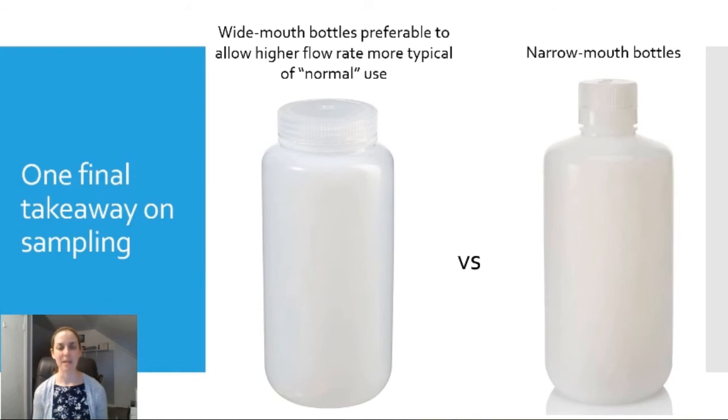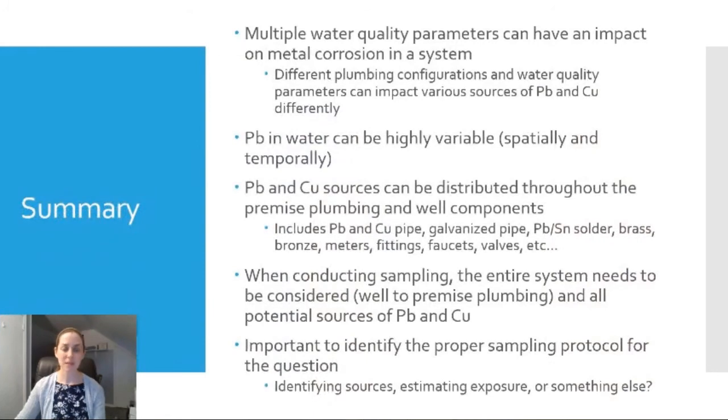You can collect water under normal use conditions. So in summary, multiple water quality parameters can have an impact on metal corrosion in a system, and different plumbing configurations and water quality parameters can impact various sources of lead and copper differently. Lead in water can be highly variable, both spatially and temporally, and lead and copper sources can be distributed throughout the premise plumbing and also the well components.